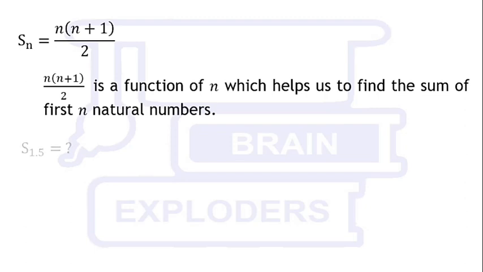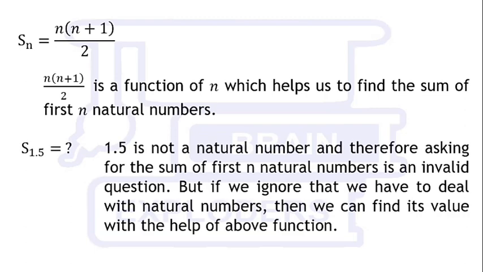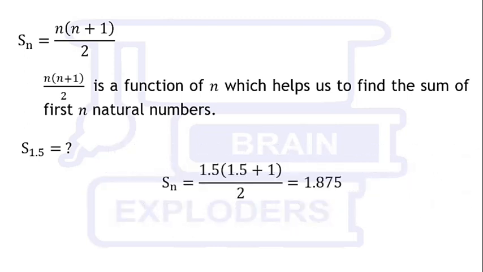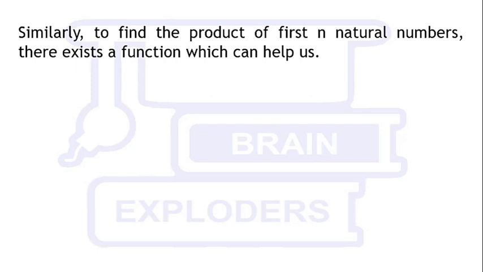Since this is a function of n with a domain of minus infinity to plus infinity, it has a real value for 1.5 also. So if we ignore that n is a natural number, then we can say that S1.5 is equal to 1.875. There is a similar case with the product of first n natural numbers.